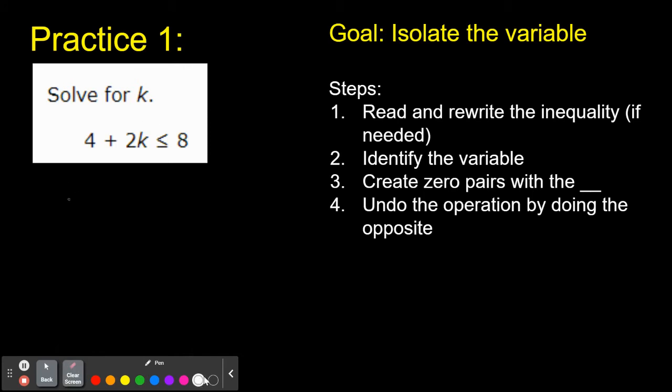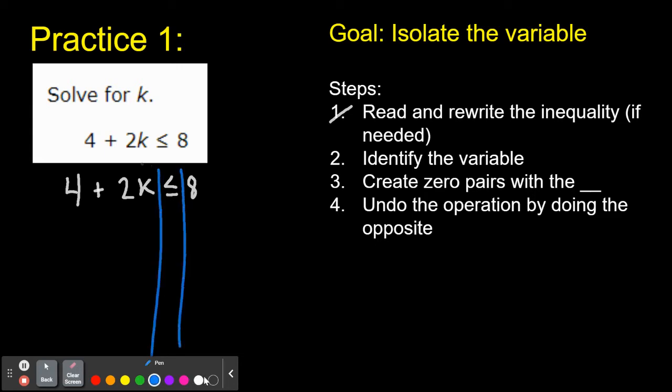Now, if you did this problem correctly, it's 4 plus 2 times k is less than or equal to 8. I read it and rewrote it. Identify the variable. Let me separate things here. Our variable is right here. So we're first going to isolate that term with the variable, which means we need to get rid of that 4. So we're going to add -4 to both sides.